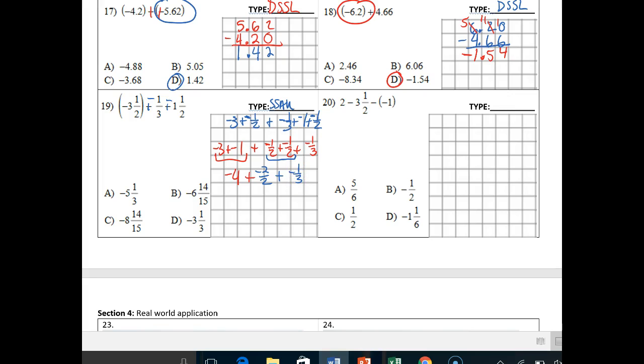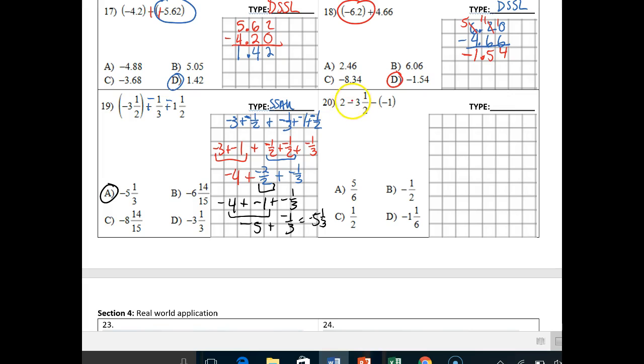And hopefully you then realize that negative 2 over 2 is just negative 1. So negative 4 plus negative 1 plus negative 1/3 gives you negative 5 plus negative 1/3. And since this is same signs, I just get to slap them together. And that's how we get negative 5 and 1/3. A is our answer. Kind of a tricky problem, but if you were able to see, oh, I can create negative 1 out of the halves, and they're all the same signs, then it actually wasn't that tricky at all.